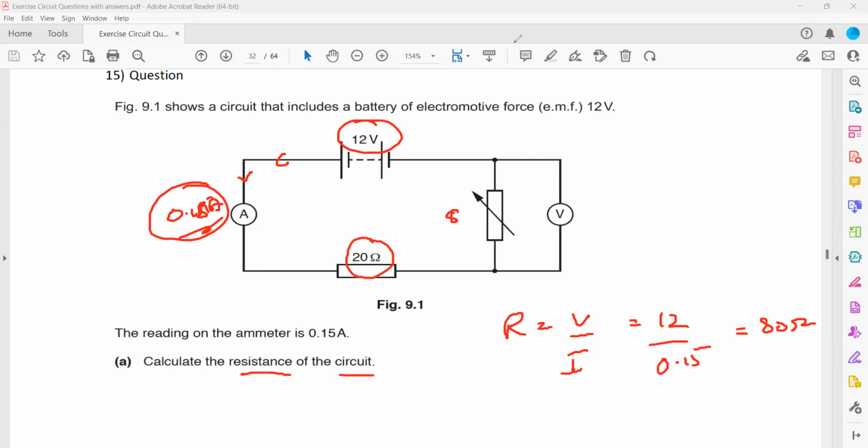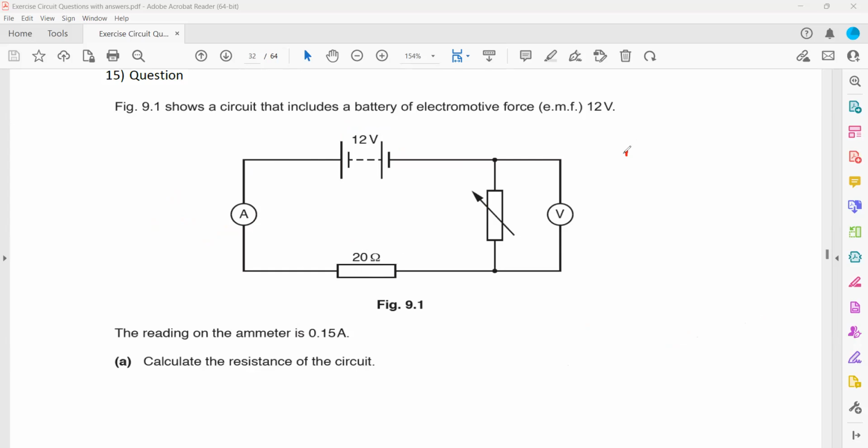This will be 60. Why 60? Because they are in series. In series, if we say the total resistance of a circuit, if this is R1 and this one is R2, then the total resistance of the circuit equals the sum of the individual resistances, R1 plus R2. If the total resistance of a circuit is 80 and one of the resistors is 20, we need the second one. So it will move to the other side. It will be 80 minus 20, which equals 60. That's why this will be 60 ohm.